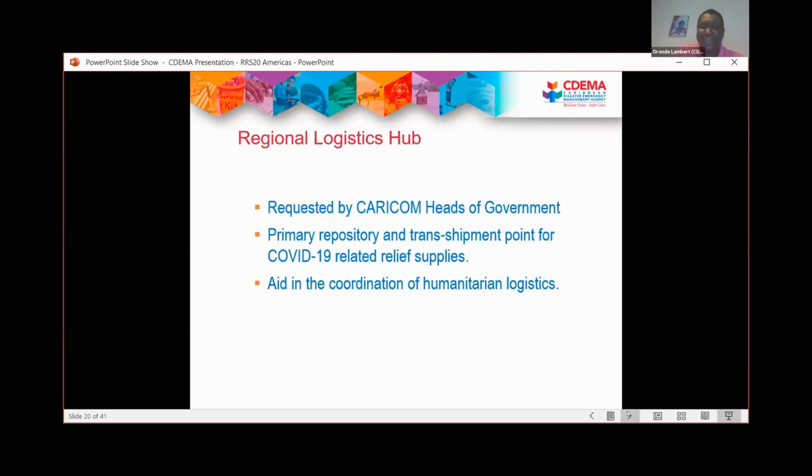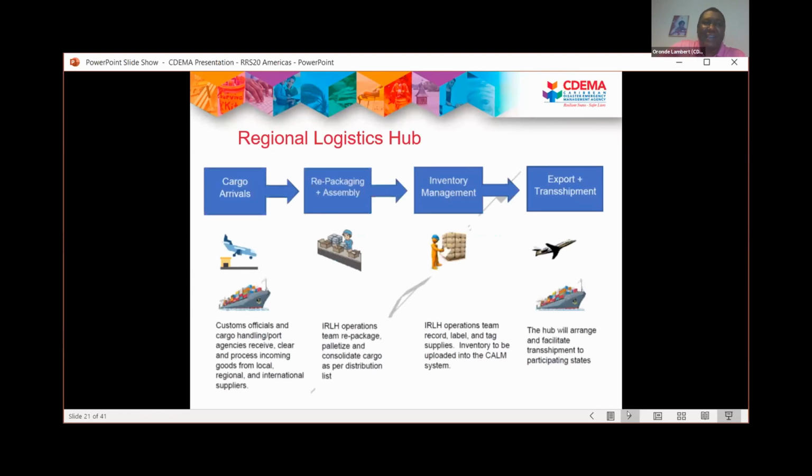The hub basically is dealing with operations at the port. It's based in Barbados. Operations at the port, the seaport, and the airport, and it deals with transshipment, things coming in to be transshipped to the affected countries. This just speaks quickly to how the hub is operating: arrivals, repackage, assembly, inventory management, and onward export.